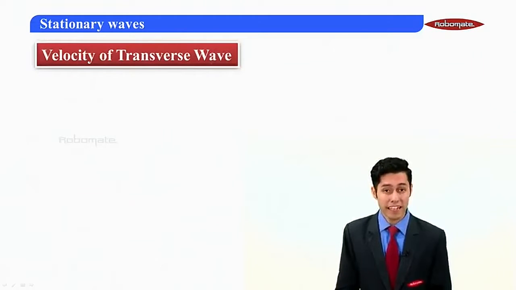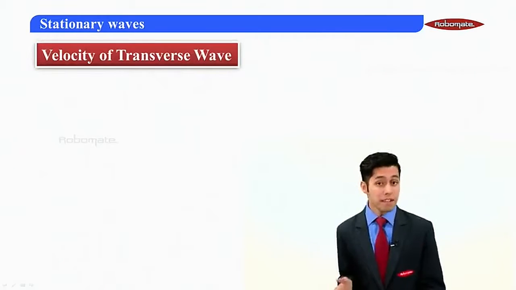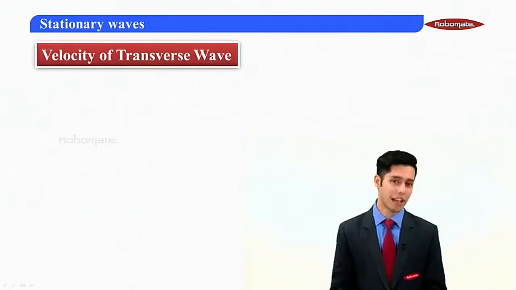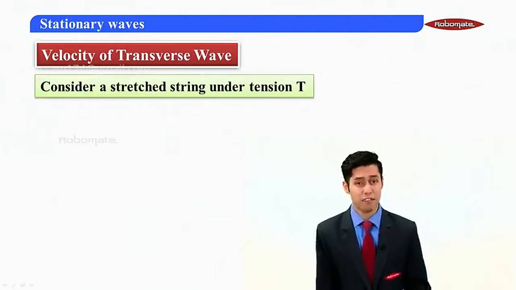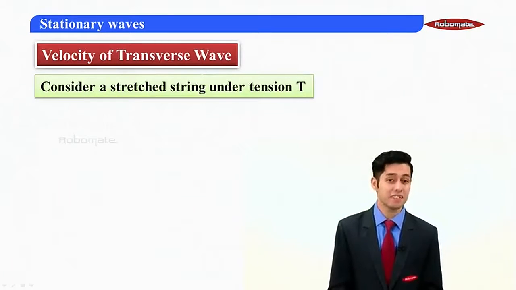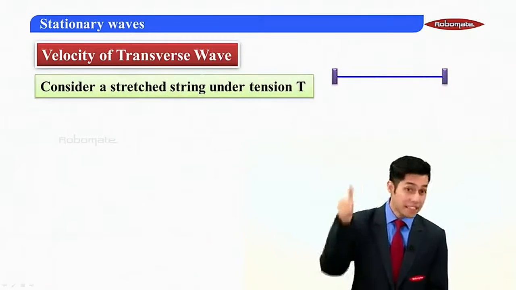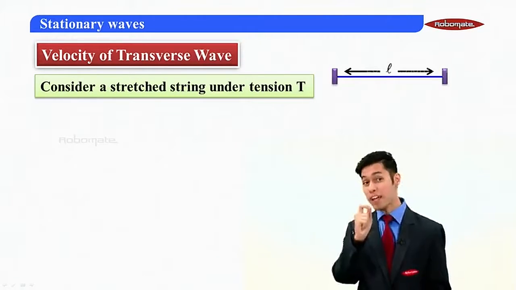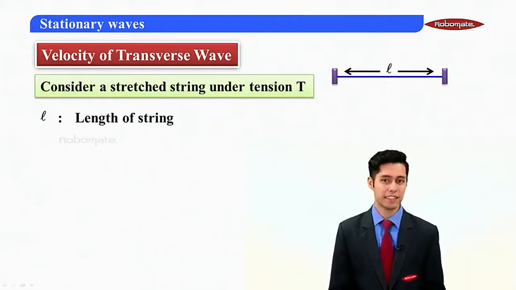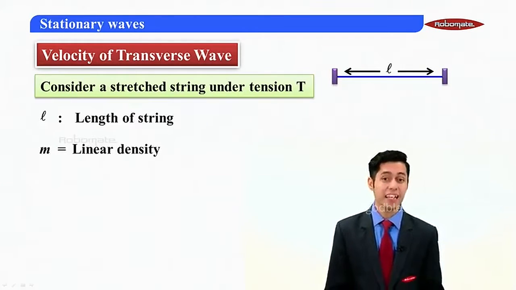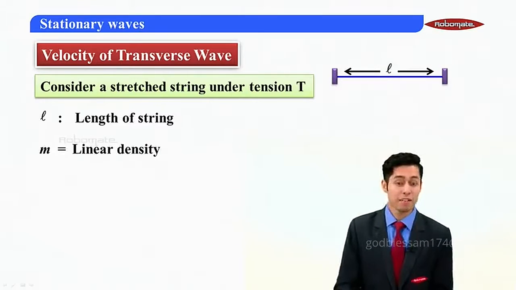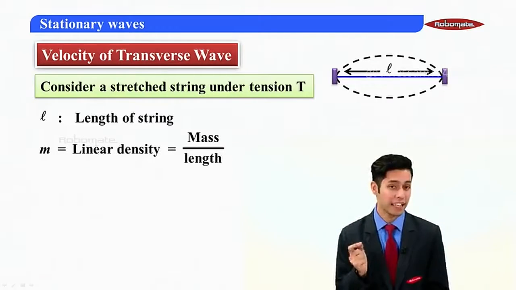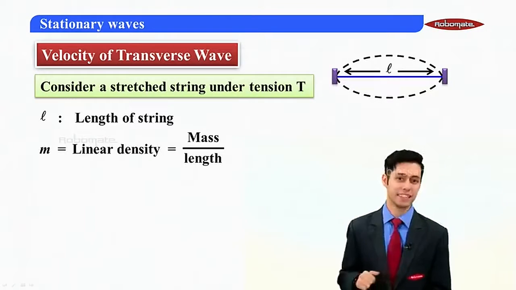We move ahead to study that if the string is vibrating, there must be a certain wave which is set up in the string. Now what will be the velocity of that wave? To understand that velocity, let us consider a stretched string which is there under tension. We can see the rigid boundaries which are present, and there is a string under tension. The string has a length L. The mass density or the linear density of the string is given by small m, which is mass per unit length. Now you can see the string vibrating, there is a formation of this loop.